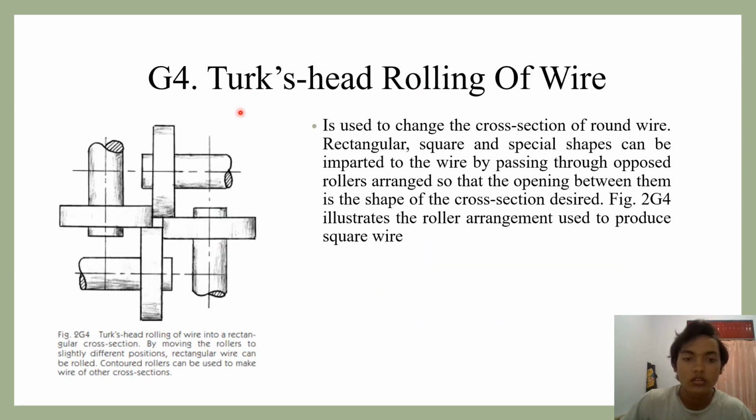G4, rolling of wire is used to change the cross section of round wire. Rectangular, square, and special shapes can be imparted to the wire by passing through opposed rollers so that the opening between them is the shape of the cross section desired. Fig 2G4 illustrates the roller arrangement used to produce square wire. This is an example.